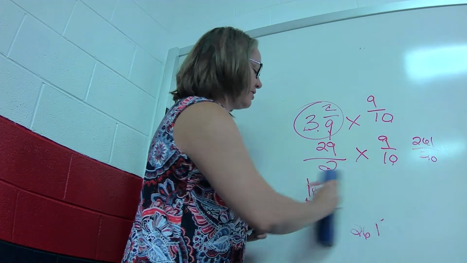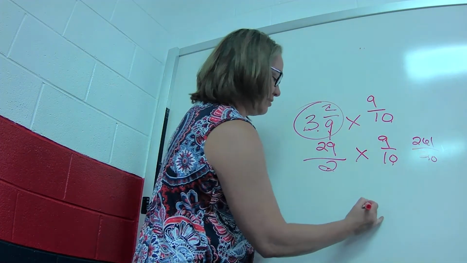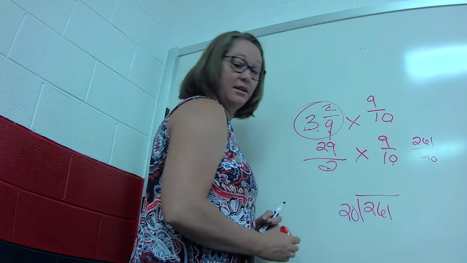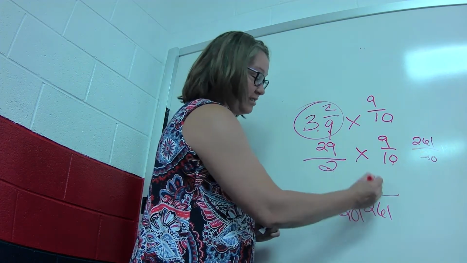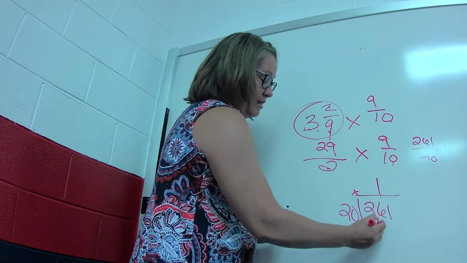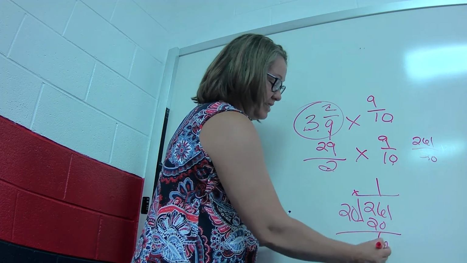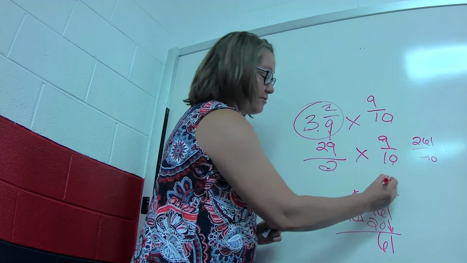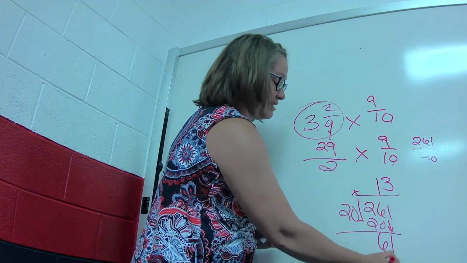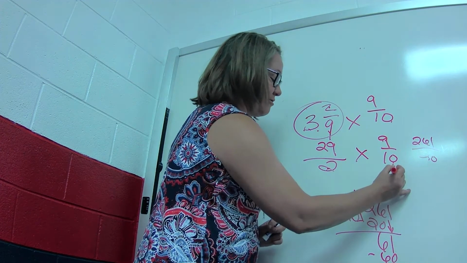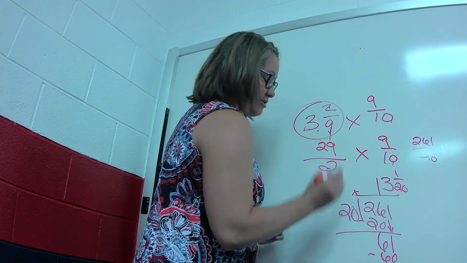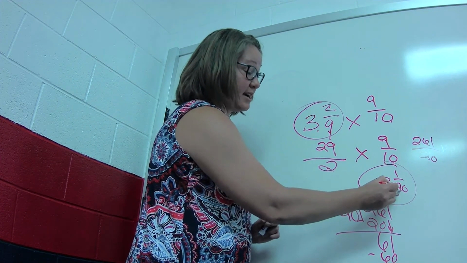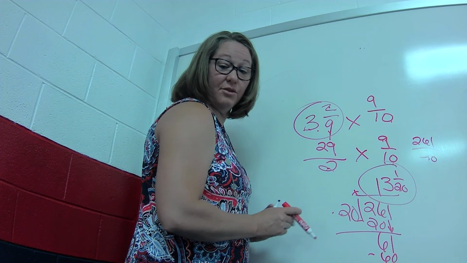All right. So let's do 261 divided by 20. 20 can go into 26 one time. Now I'm going to get 6. I'm going to bring down my 1. 20 can go into 61 3 times. 3 times 20 is 60. That gives me a remainder of 1. And my divisor is 20, so it becomes my denominator. So I get 13 and 1/20.